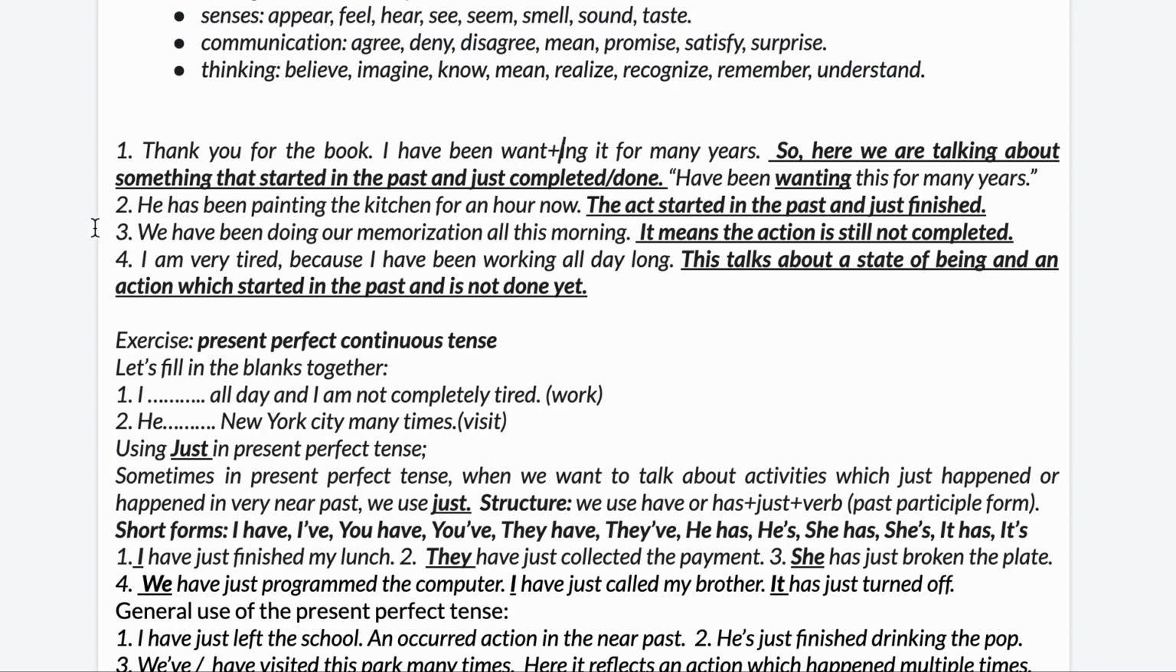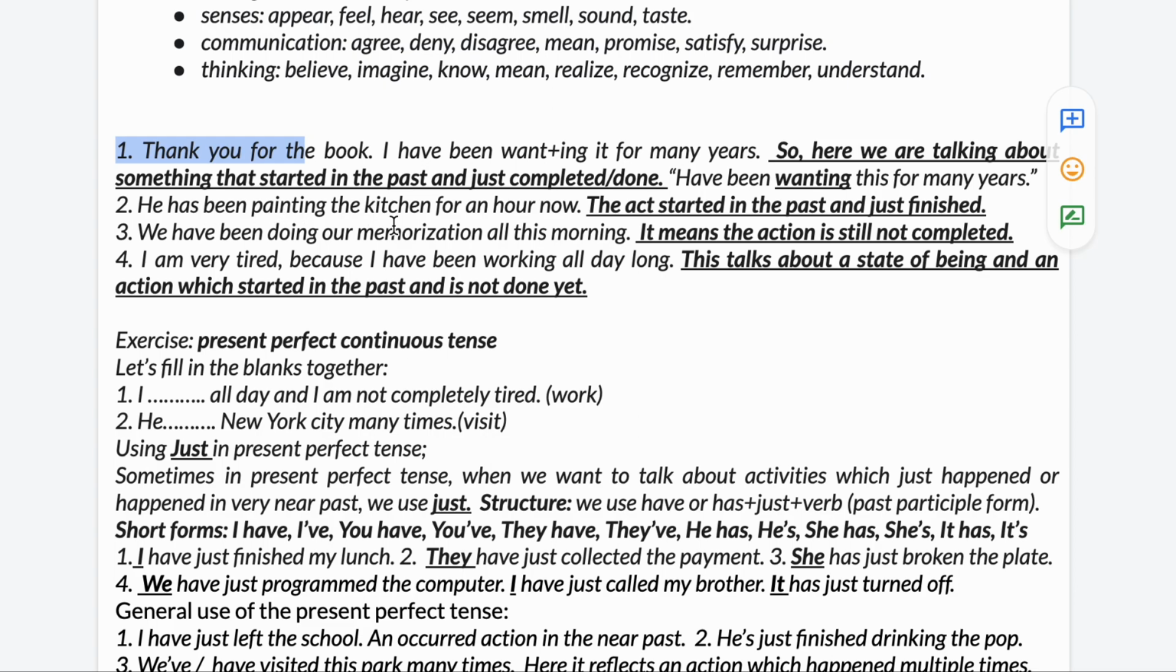So this is what it says. He has been painting the kitchen for an hour now. This talks about how he started, let's say for example it's 9 o'clock in the morning, and he started painting the kitchen at 8 o'clock this morning, and he's halfway through. It means he has done half the job, so the action is still going on, it's not completed. Unlike the example where we say, thank you for the book, I've been wanting this for many years. It means when you gave me the book, that wanting finished. But here the action is still going on. So the action started in the past and just finished.